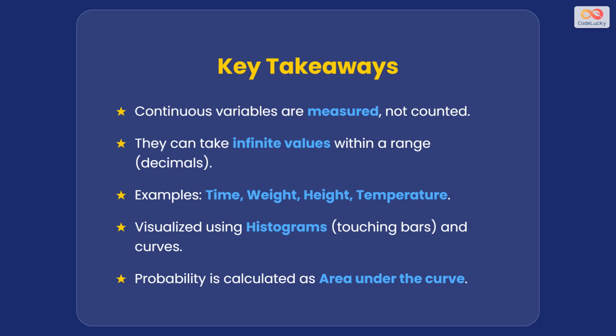To wrap up, continuous variables are measured on a scale, not counted. They can take infinite values, like decimals. Common examples include time, height, weight, and temperature. We visualize them with histograms and calculate probabilities using the area under a curve.